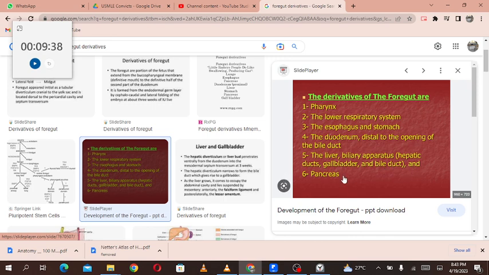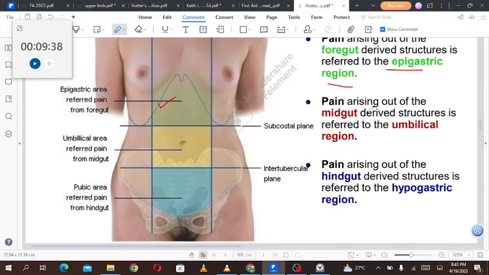Then for the midgut, the pain arising from the midgut derived structures is referred to the umbilical region, that is this region, right? And the midgut includes the third and fourth part of the duodenum, along with the jejunum and ileum, including the ascending colon till the proximal 2/3 of the transverse colon.